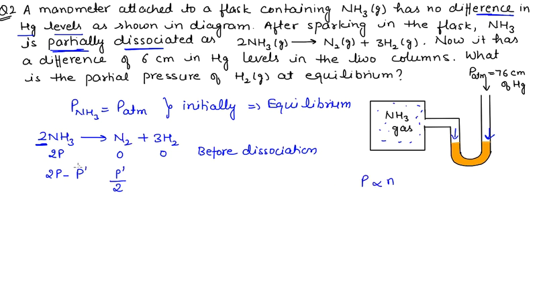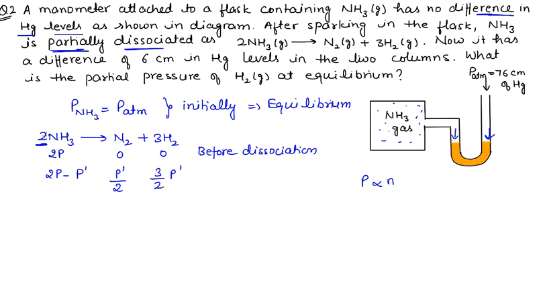So if P dash is a decrease in the pressure of NH3, then increase in the pressure of N2 will be P dash by 2, and similarly the increase in the pressure of H2 will be 3 by 2 P dash.